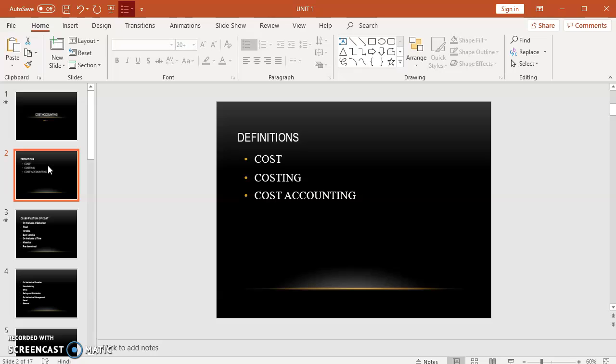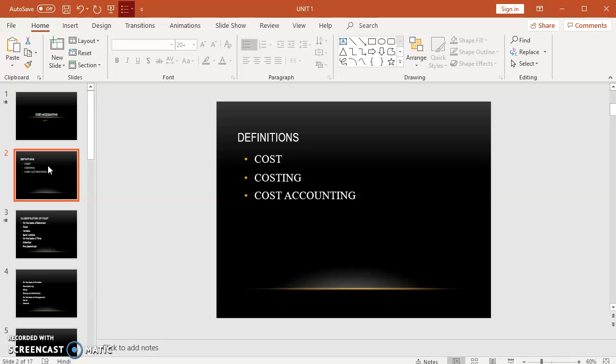So let's see what is the meaning of cost. Cost is commonly defined as sacrifice of a resource for a particular thing. Sacrificing a resource means if you want to buy something, you need to give something from your pocket. So whatever you are sacrificing to get an object or a thing, that is known as cost.